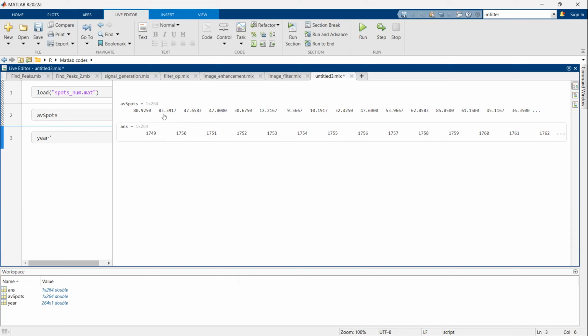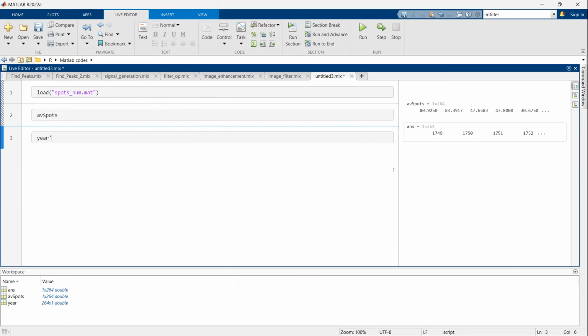Okay, so you can see you have all these things here. What if, let's say, I want to visualize it? It is very difficult to see it in this way. If I plot it, I can easily visualize those things. So let's plot this.